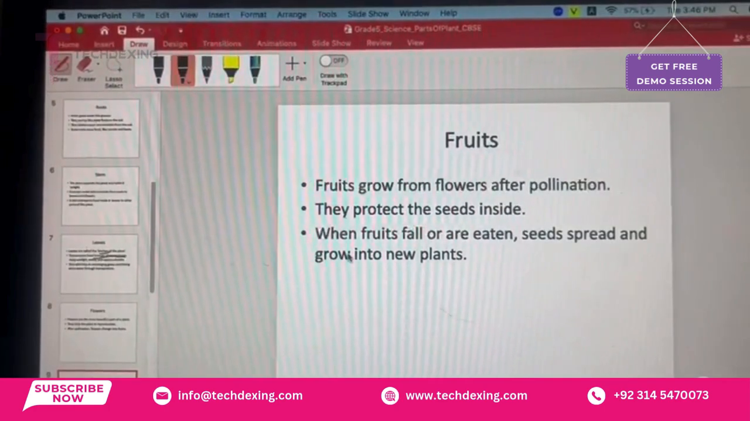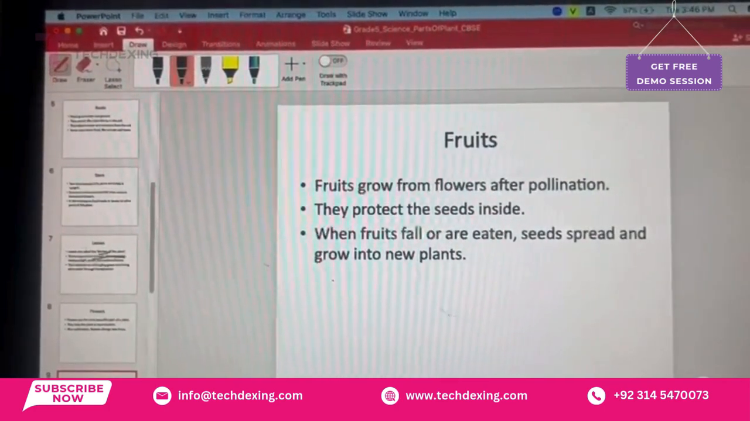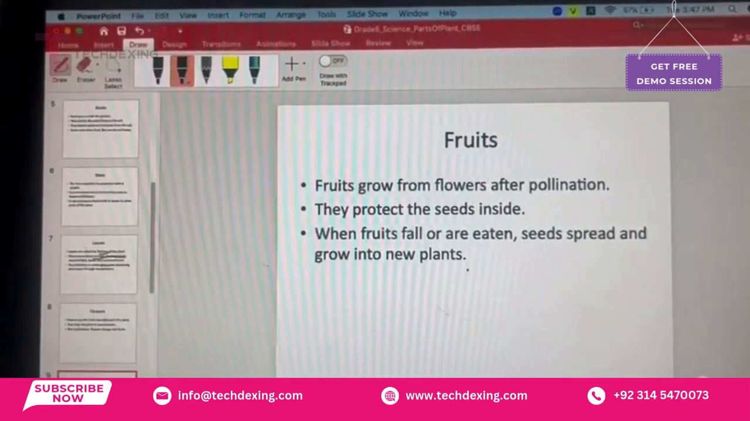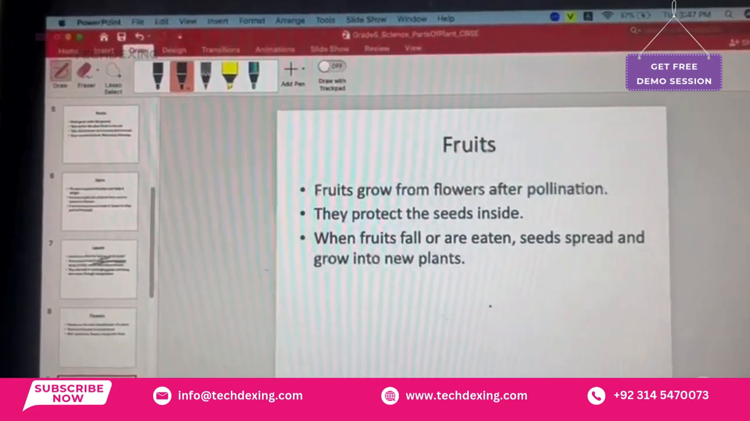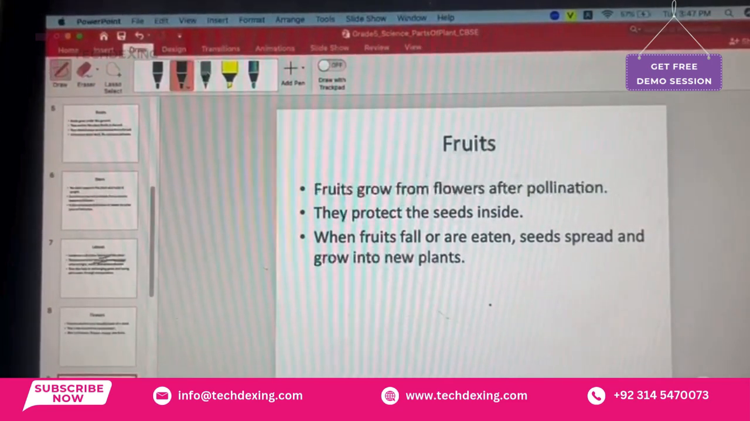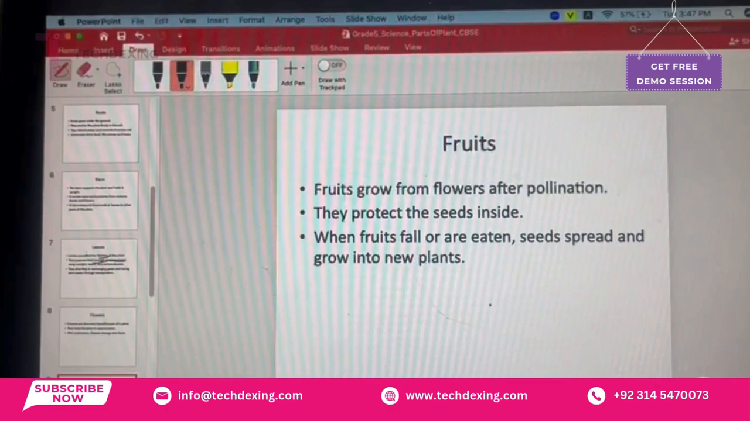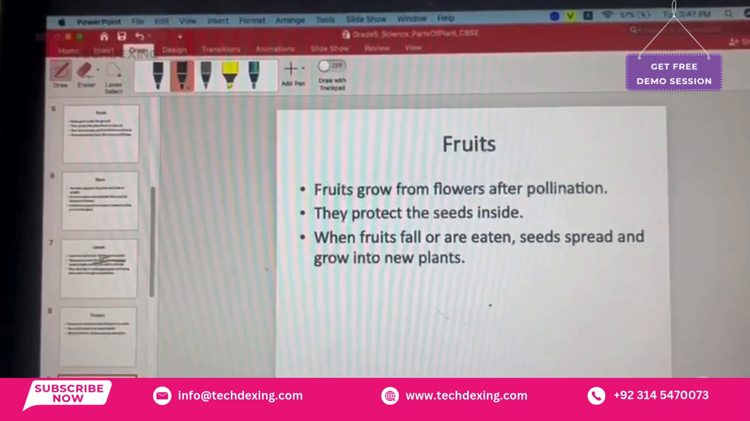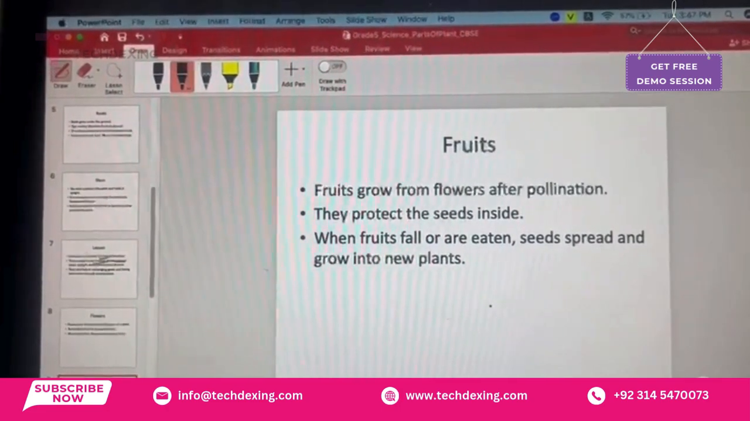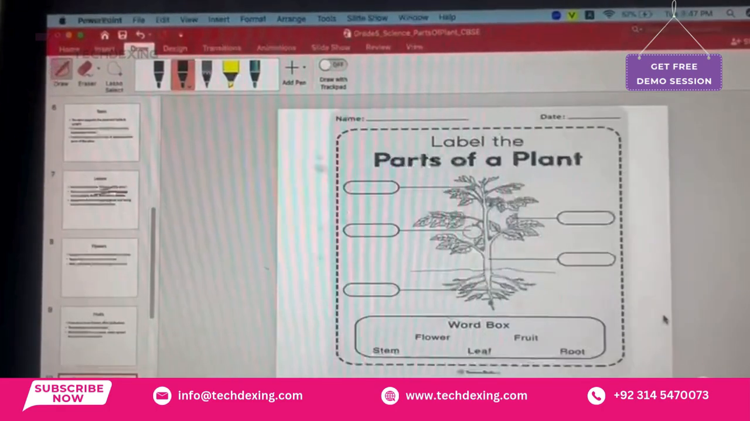Then we have the fruits. Fruits always grow on the flowers. After pollination, they protect the seeds inside. When fruits fall or are eaten, seeds spread and grow into new plants. Have you ever noticed that when we want to grow a new plant, we bury the fruit or seed in the soil, and the new one will grow from the soil? This is what fruits and seeds are doing.